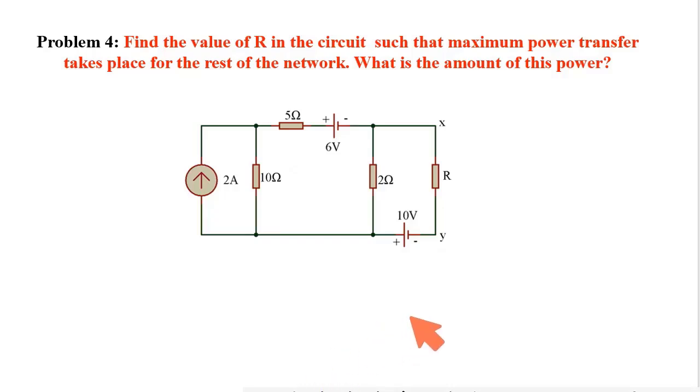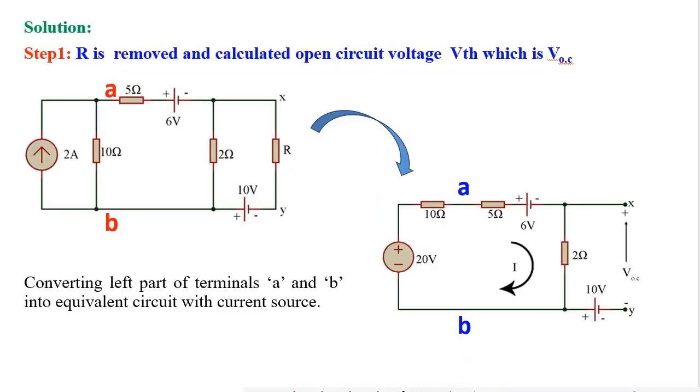Problem 4. I need to find out the value of this load resistance to get maximum power at load. Also I need to calculate the value of maximum power at load. I am following the maximum power transfer theorem. First I need to find out VTH, or open circuit voltage.